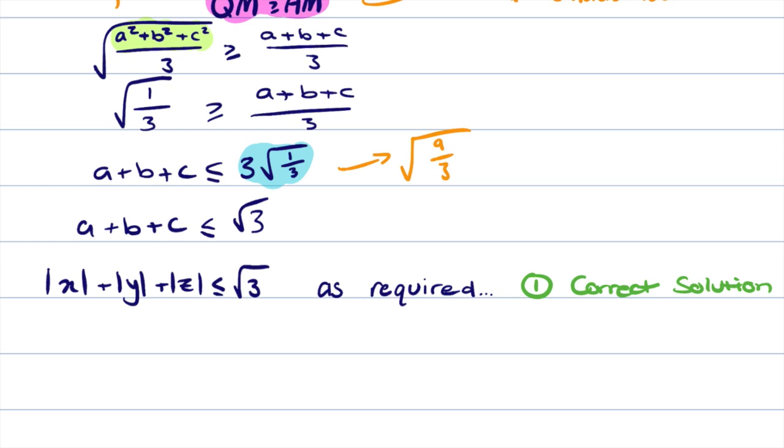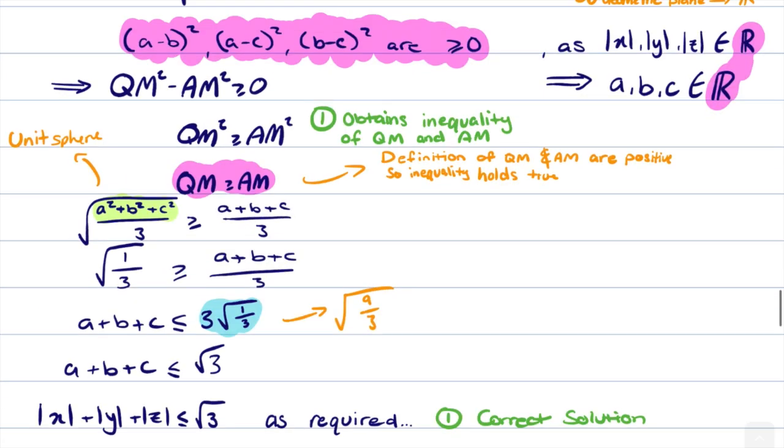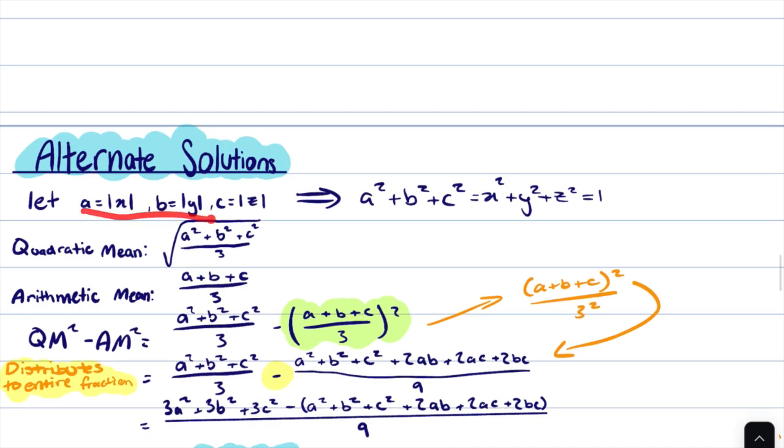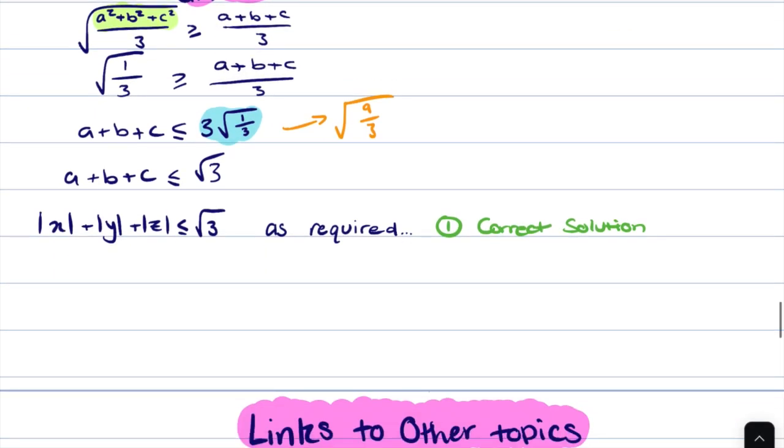Bringing our 3 in, we know this is going to turn into a 9. The square root of 9 on 3 is just going to turn into the square root of 3. Therefore, a plus b plus c is less than or equal to the square root of 3. And turning back into what our original definitions of a, b and c were, we can then say that the magnitude of x plus the magnitude of y plus the magnitude of z is less than or equal to the square root of 3, as required. This is our correct solution.